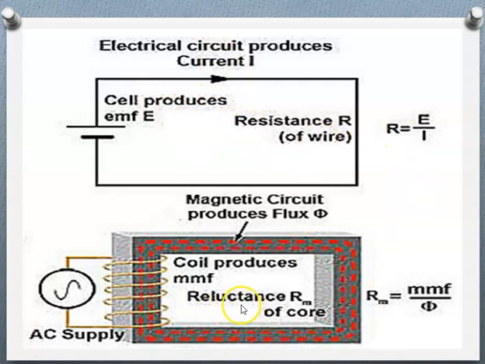Here reluctance is the opposition to the flow of flux. Here resistance is the opposition to the flow of electrons or flow of current. Here MMF is the force responsible for flow of flux. Here EMF is the force responsible for the flow of current. So we have a similar relation between Rm, MMF and phi, as Rm equals MMF upon phi, where Rm is the reluctance of the core. This is the analogy between the electrical and magnetic circuit.